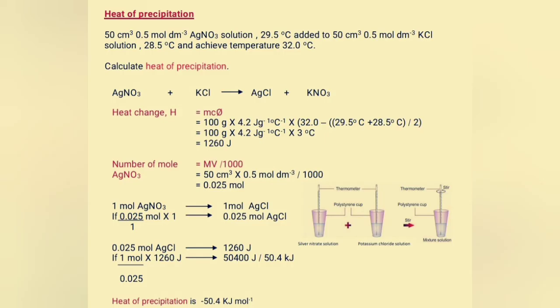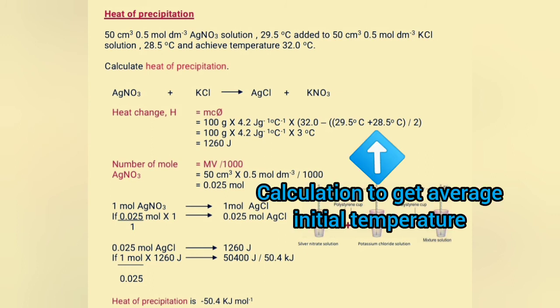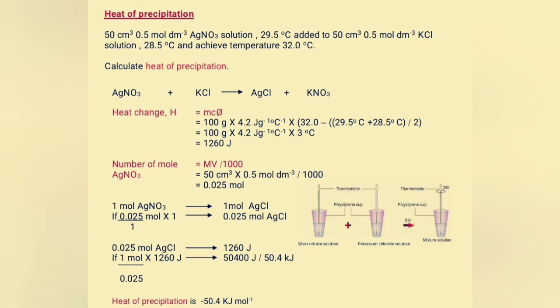Calculate the heat of precipitation. This is the reaction between silver nitrate solution and potassium chloride solution to produce silver chloride as a precipitate. The first step, we need to write the balanced chemical equation for the reaction. And next, calculate the heat change using the formula mc theta. Here we know this reaction is exothermic because the heat given out during the reaction equals the heat absorbed by the solution. The temperature of the solution increases.